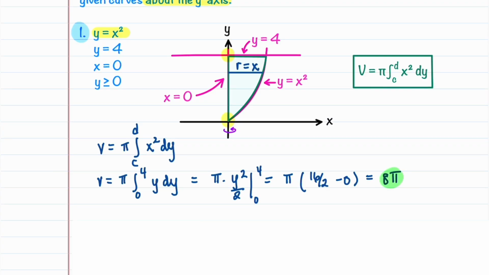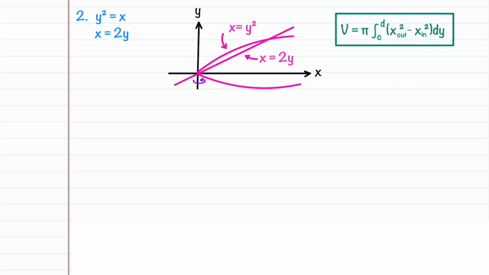This example that we just did is an example where our region was lying right against the y-axis. In our second example, we have a region where there is a gap between our region and the y-axis. We have two curves. X is equal to y squared, and x is equal to 2y. The region that is enclosed between these two curves is this region right here. And we're going to revolve this region about the y-axis.